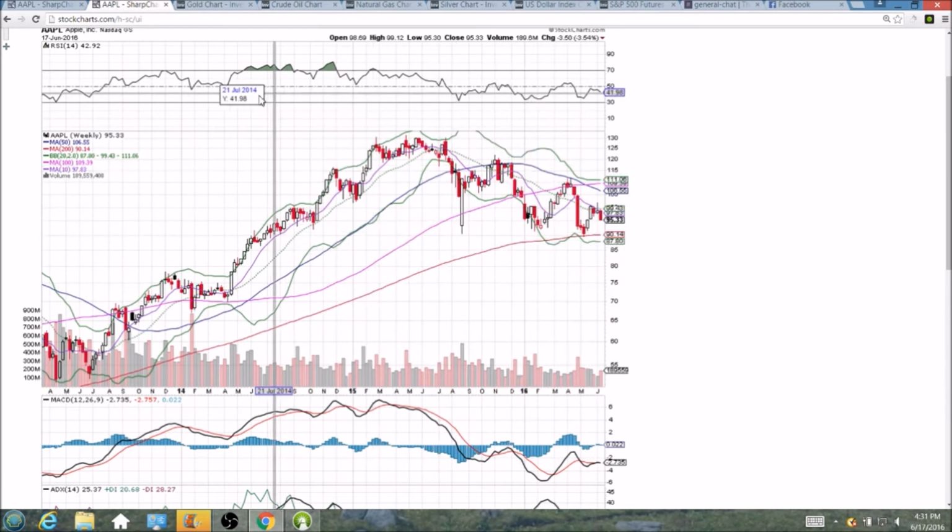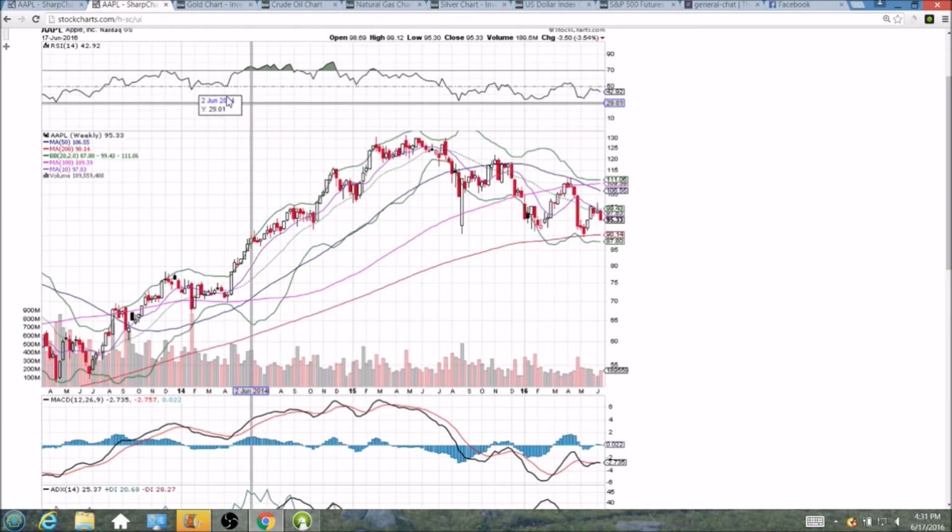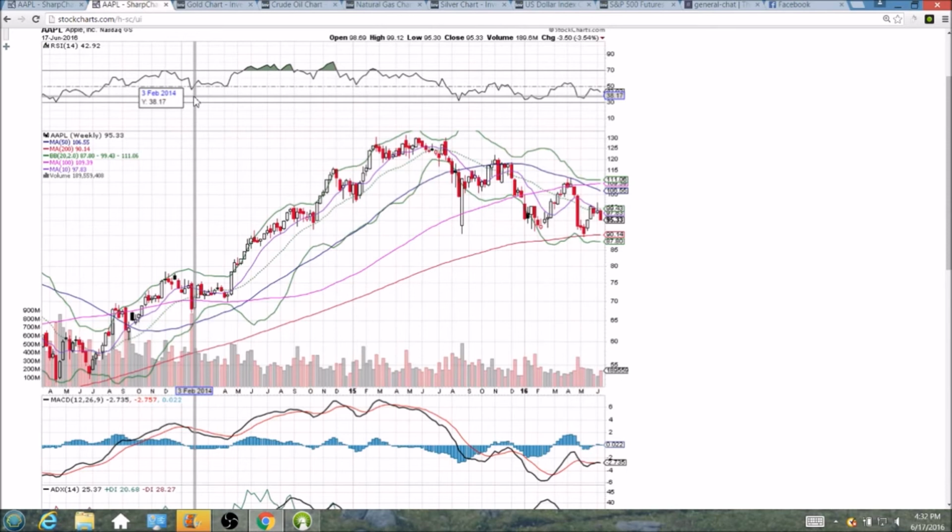All moving averages will be resistance on the weekly time frame and the daily time frame, and that has not happened in almost a decade for Apple. So that is worth noting. Anytime you see something that hasn't happened in almost a decade, that is a significant development that needs to be paid attention to.